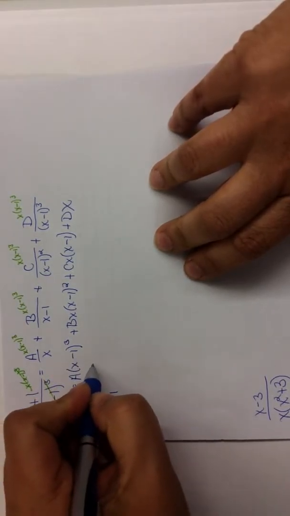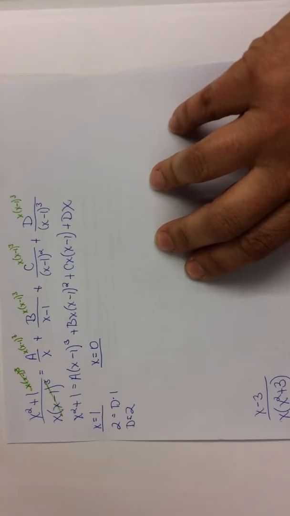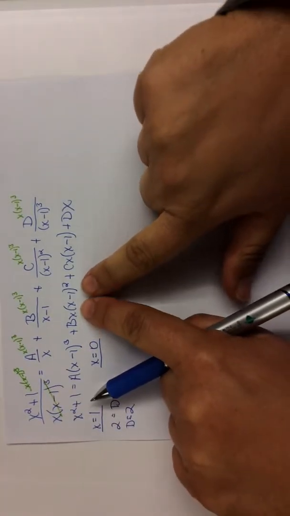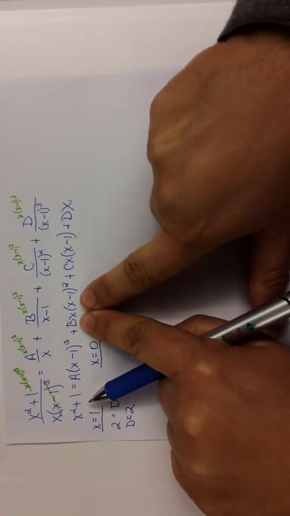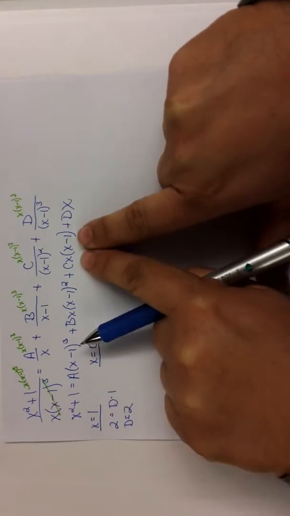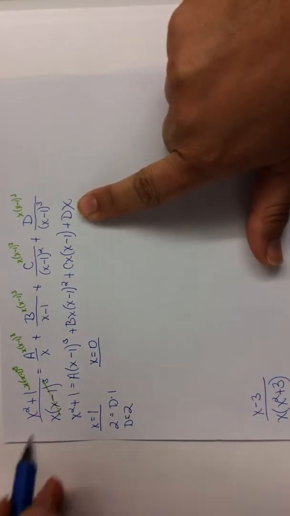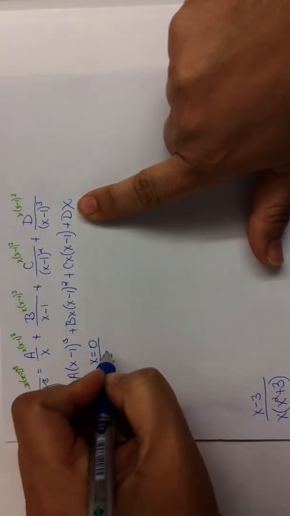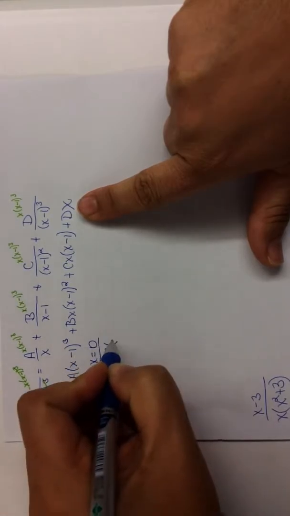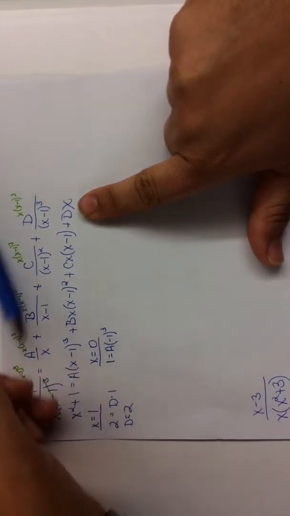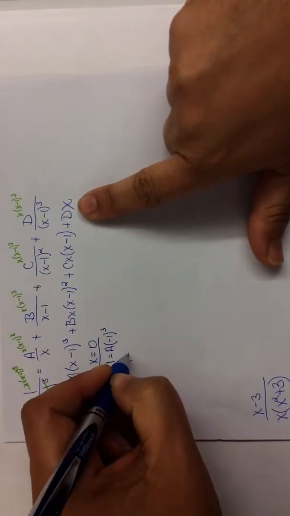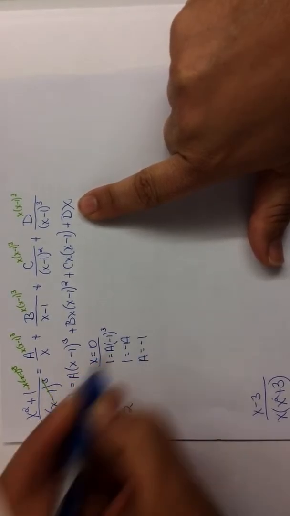So I'm going to choose another convenient value, x equals 0, and all of this stuff is going to go to 0. Because if I plug a 0 in there, I'm going to have 0 times baloney, 0 times baloney, 0 times D. So plugging in a 0 on the left, I get 1, right? And then I have A times 0 minus 1 cubed. And then that's 0, 0, and 0. So I have 1 equals negative A, so A equals negative 1.